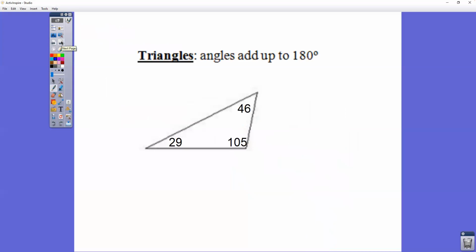The next type are triangles. Any triangle. I don't care what it looks like. It could be a tall triangle, a short triangle, a fat triangle, a skinny triangle, a weird looking triangle like this one. Every single triangle, no matter what it looks like, the 3 angles add up to 180.